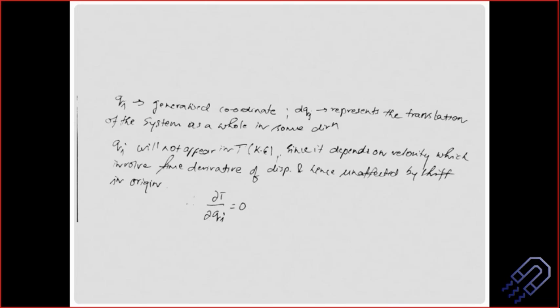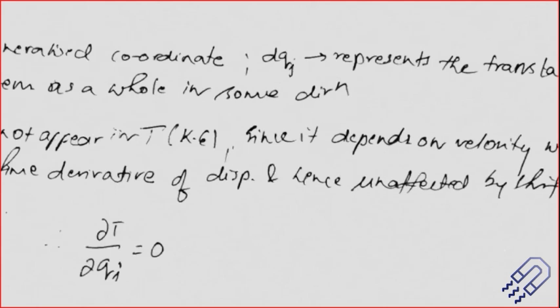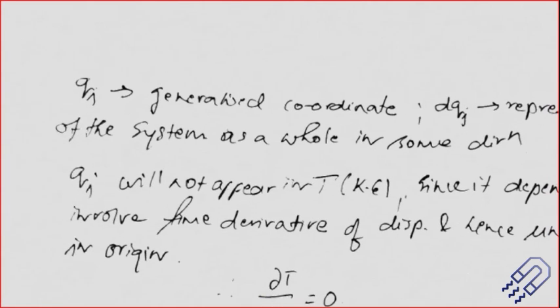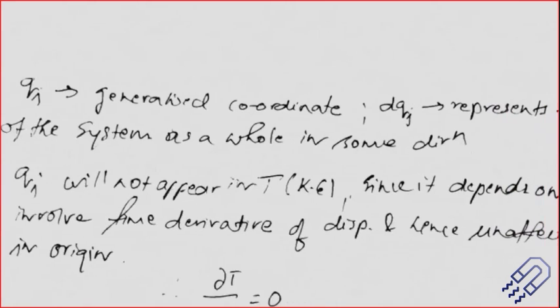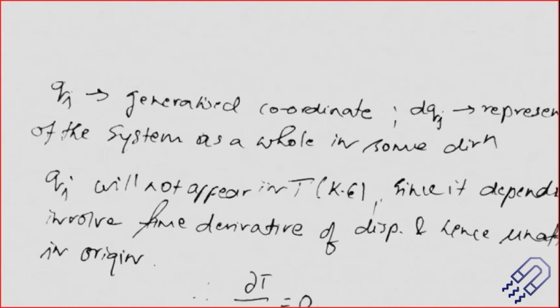If you have a coordinate which is cyclic, which you can ignore, that kind of coordinate, if involved, will not affect the translation. That is what we do. Then we consider Qj to be the generalized coordinate. These notations are important, we should remember. And dQj will represent the translation of the system as a whole in some direction.